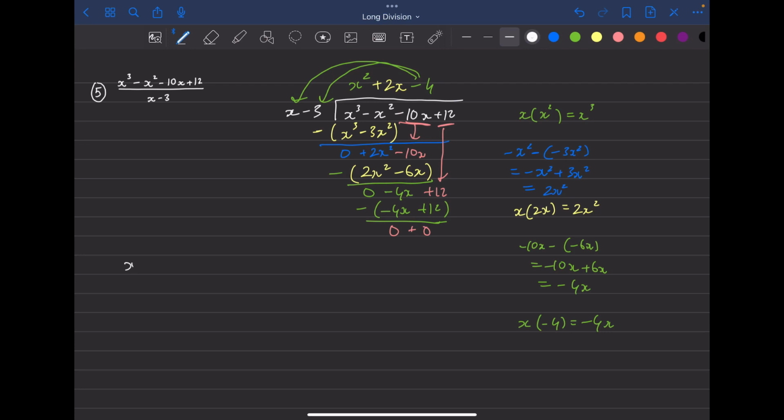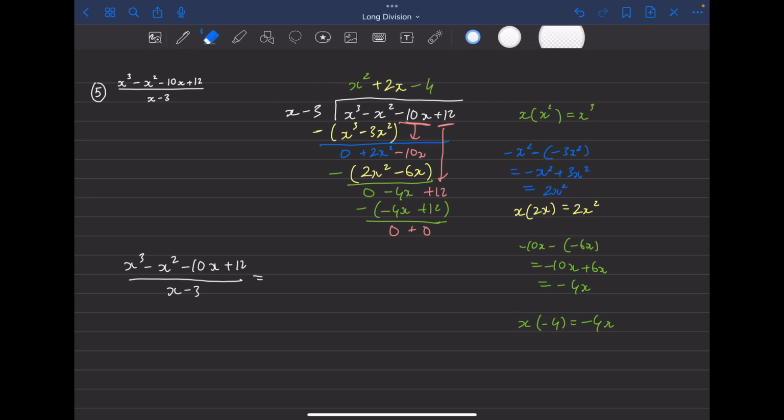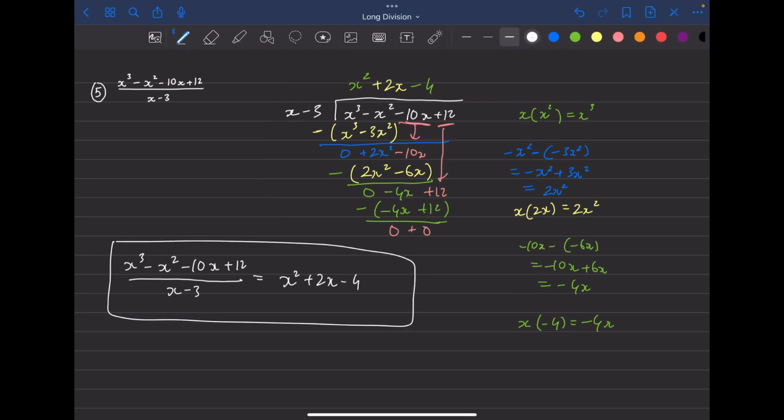So our question was x cubed minus x squared minus 10x plus 12 over x minus 3 is equal to, now let's put the quotient, because since we don't have a remainder, we don't have to worry about that, but we have a quotient, so let's bring that down. X squared plus 2x minus 4. And we are done, since we combined everything we found into one final answer, and we equated it to the question. But yeah, these are equal, and we are done the question.